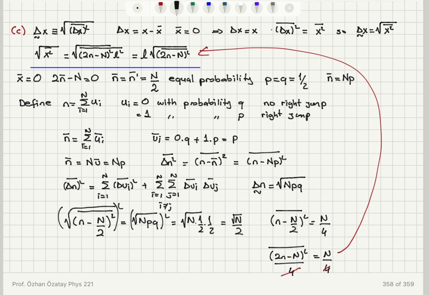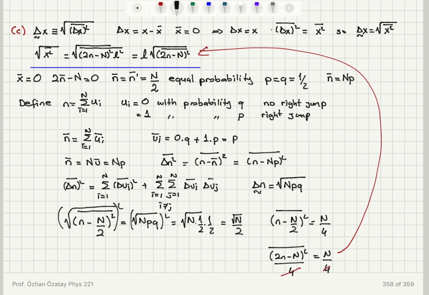You can see this by defining a variable u which has a value 0 if there is no right jump, and a value 1 if there is a right jump. So the sum of these ui values for all jumps is n bar, and it's going to be equal to 0 times q plus 1 times p for the mean value, so it is p. So it is either 0 or 1.